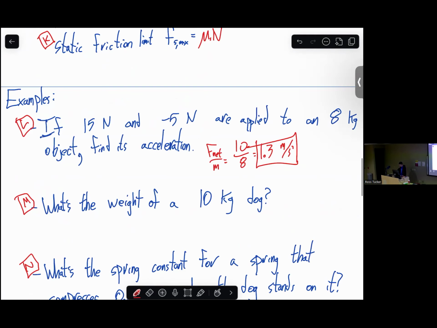Okay, second one, weight formula. Weight formula that we just gave above. Weight magnitude equals mg. I was ambiguous here. I would accept positive or negative. I didn't say what is the weight magnitude, and I didn't say what is the weight vector.